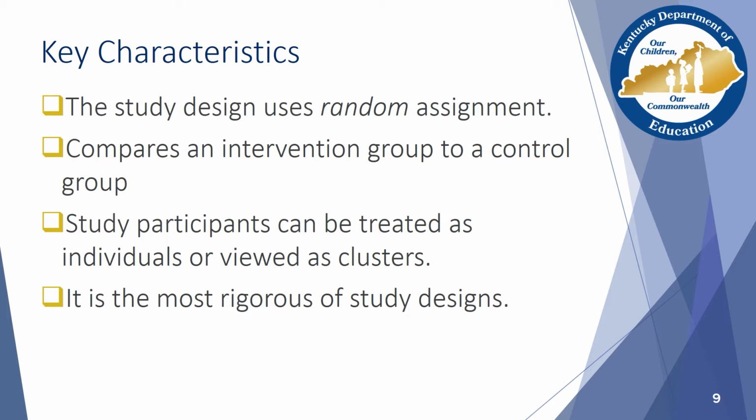The standards used to vet study designs in education are set by the What Works Clearinghouse, or WWC. The WWC evidence standards allow researchers to treat study participants as individuals or clusters in experimental studies. This means that researchers can randomly assign individuals to groups, or they can randomly assign clusters of individuals, such as classrooms, to groups. The combination of random assignment and the comparison of two groups makes experimental studies the most rigorous study design that we will be discussing in this webinar. Consequently, experimental studies are linked to the highest level of evidence in ESSA.